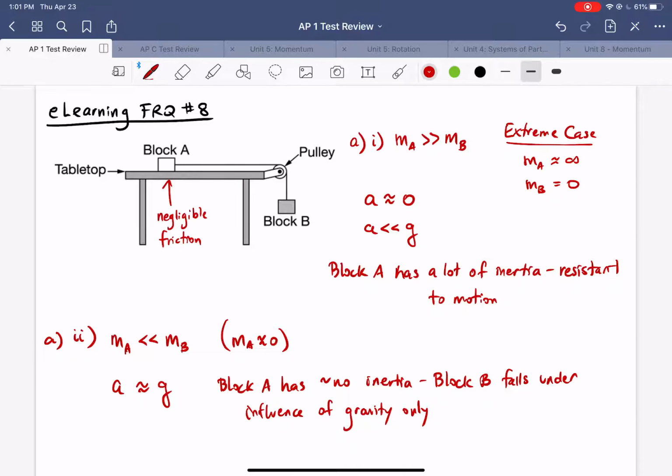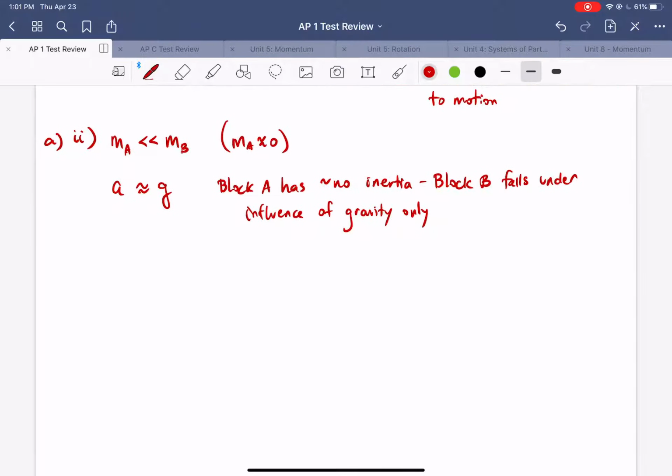Okay, so in part B, they want us to start thinking about the actual forces acting on these blocks. So now it says, assume that neither block is much, much larger than the other one, but they're not necessarily equal either, so they both have reasonable masses. And it wants us to indicate the forces acting on each of the blocks. So let's let this one be A and this one be B.